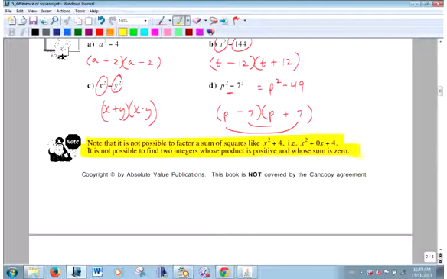Is the title of this sum of squares? No. So be careful. If you get something like this, don't try to factor it like a difference of squares. Okay?